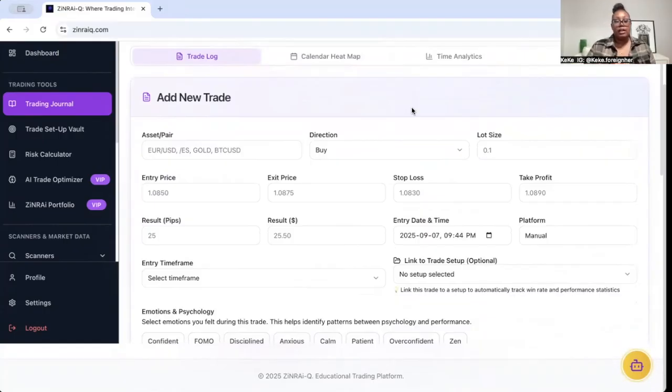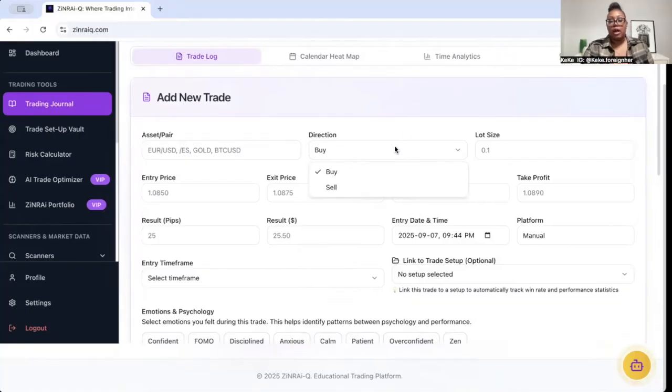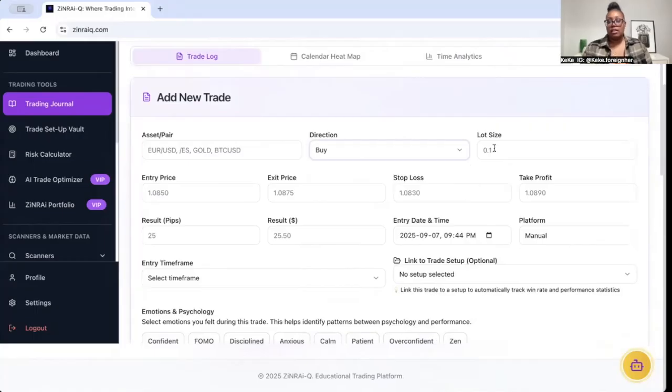Okay. So once you add a new trade, you're going to start with your asset or pair. If you're trading NAS 100 or gold, XAU, USD, whatever that pair is that you're trading with that specific trade, that's what you're going to enter. We have direction. Direction, did you buy? Did you sell? We have your lot size. So this is your lot size entered on TradeLocker.